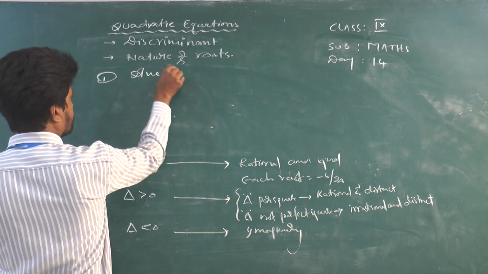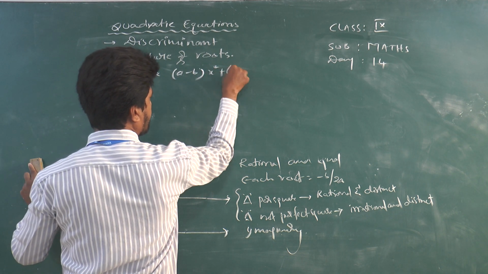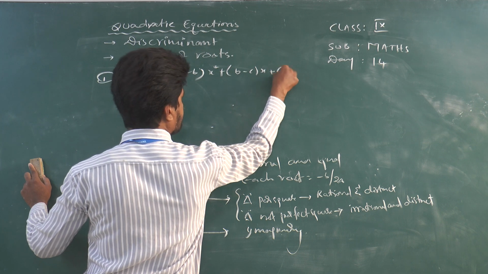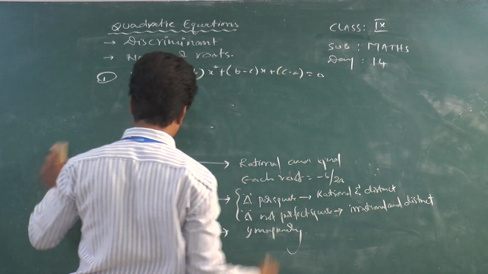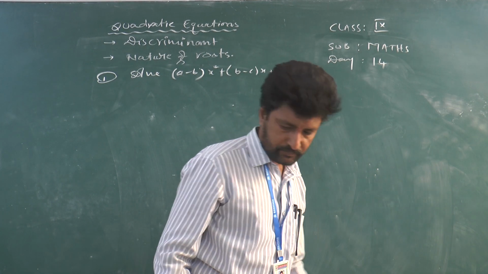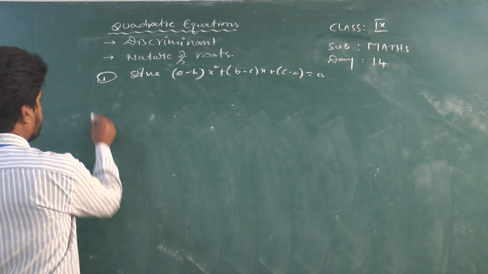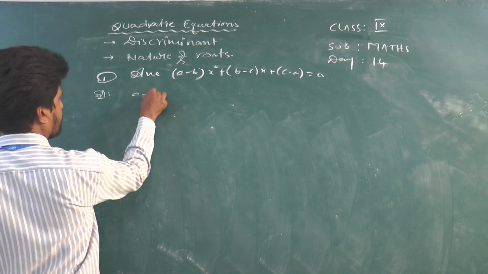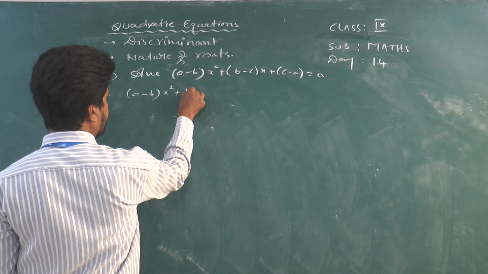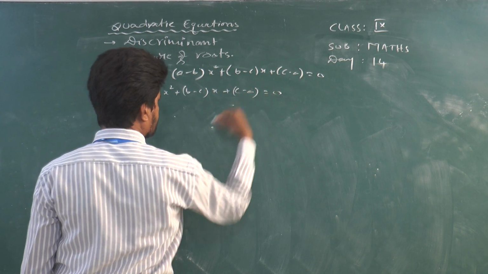Solve (a minus b)x square plus (b minus c)x plus (c minus a) is equal to 0. You are solving that one. Given equation, what is that? (a minus b) into x square, (b minus c) into x, (c minus a) is equal to 0.